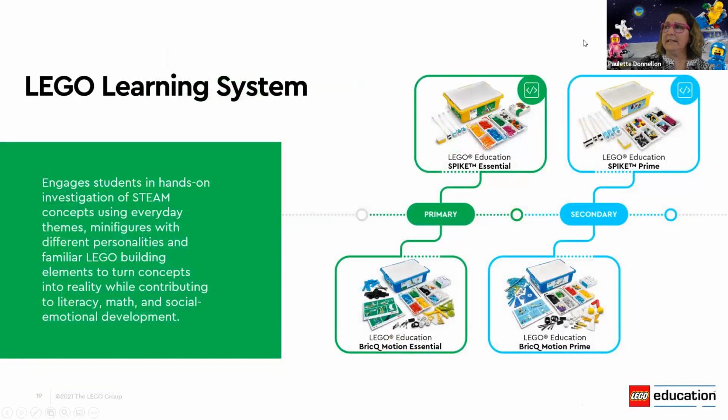This is our Lego Learning System. We have our 2 top products up here, our physical computing products where you get into coding: the Lego Education SPIKE Essential, which is for your younger students, and then the SPIKE Prime for your older students. But you can tie that into these 2 bottom products, the BrickQ Motion Essential and BrickQ Motion Prime. Both of these products do not require any technology at all. Both are based on the science of sport. So this is all about science, but the theme behind it is the science of sports, and there are a lot of sports-related activities in here that you build upon. Really great sets.